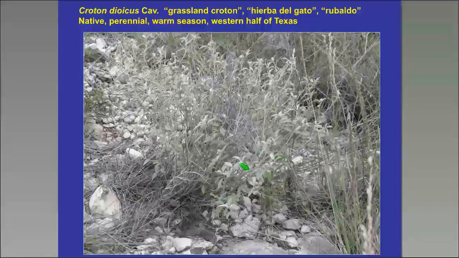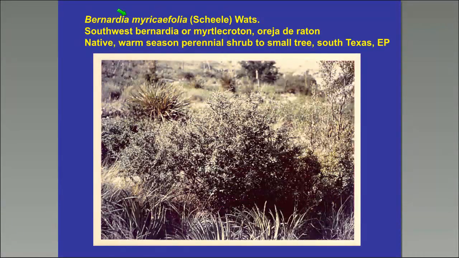Here is another croton with a silvery tinge due to all the hair on the leaves, but this is a perennial that's called Grassland Croton, Erba del Gato, or Rubaldo, but it is a native perennial, warm season, and it occurs in the western half of Texas. And the most common name I hear is Grassland Croton for Croton dioicus. So, but common in the limestone and caliche areas out into the Trans-Pecos.